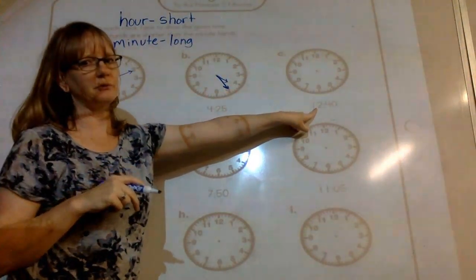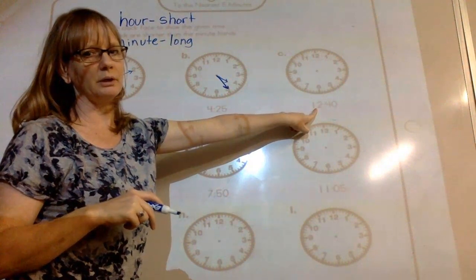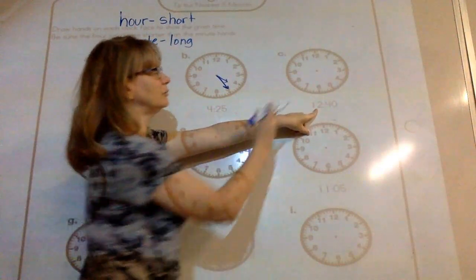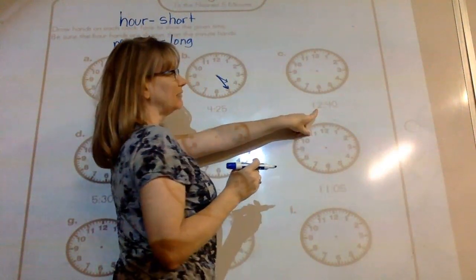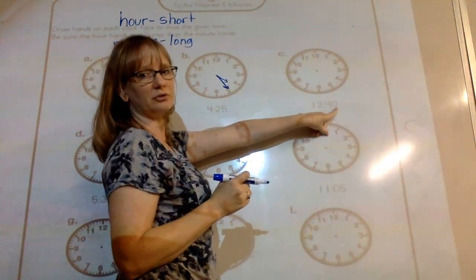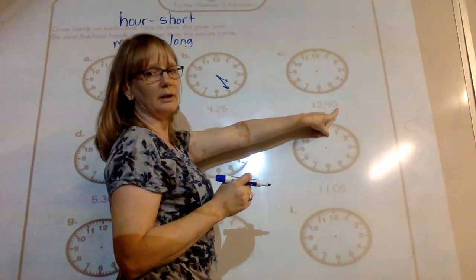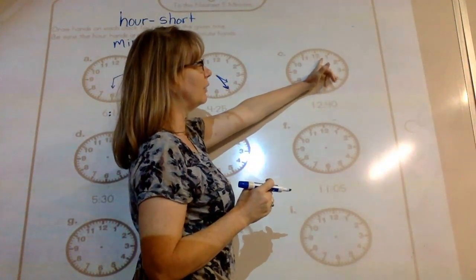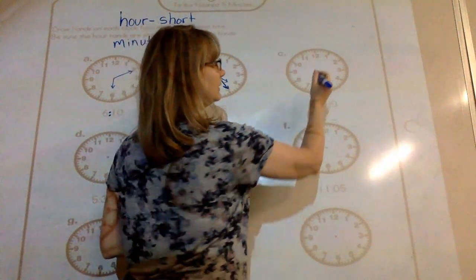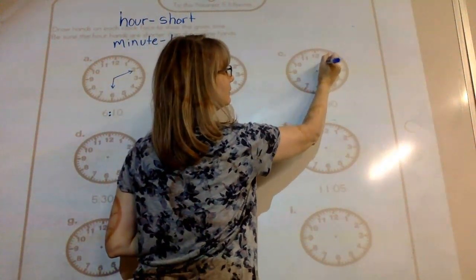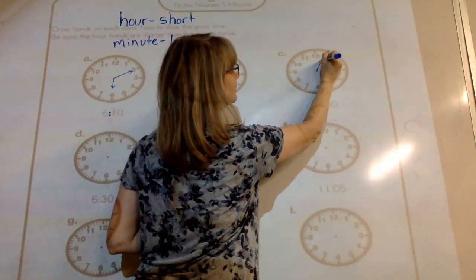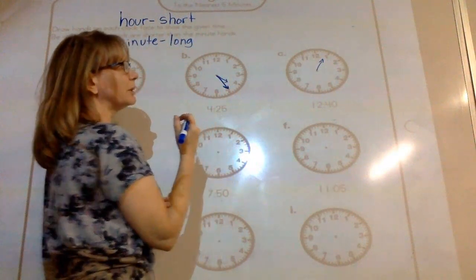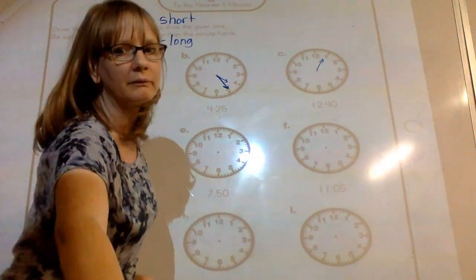Now it's the trickiest one so far. 12:40. So I want to put my hour hand on the 12, except that I've got 40 minutes past 12. That's a long way. I'm in the danger zone. That means I'm not at the 12 anymore. I'm almost to the 1. So I'm going to go even more than halfway. Now I'm not going to go right on the 1, because it's not 1 o'clock yet. I'm still in the 12s, but I'm closer to the 1 than I am to the 12.